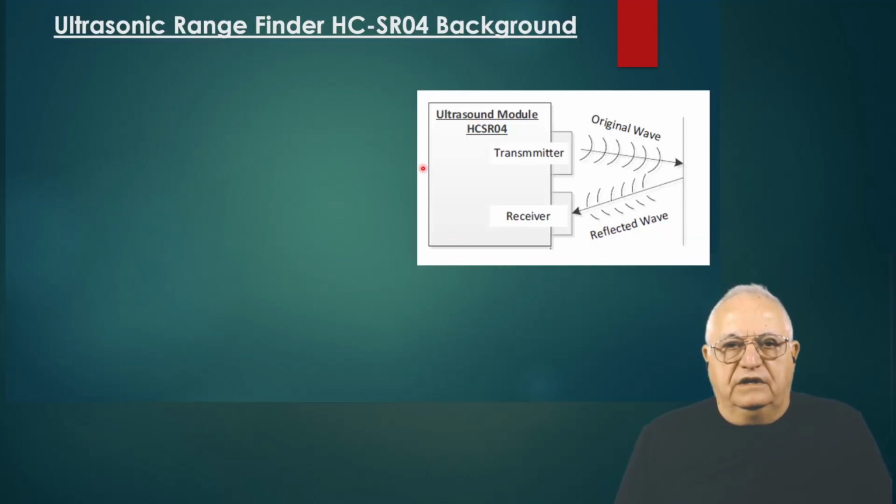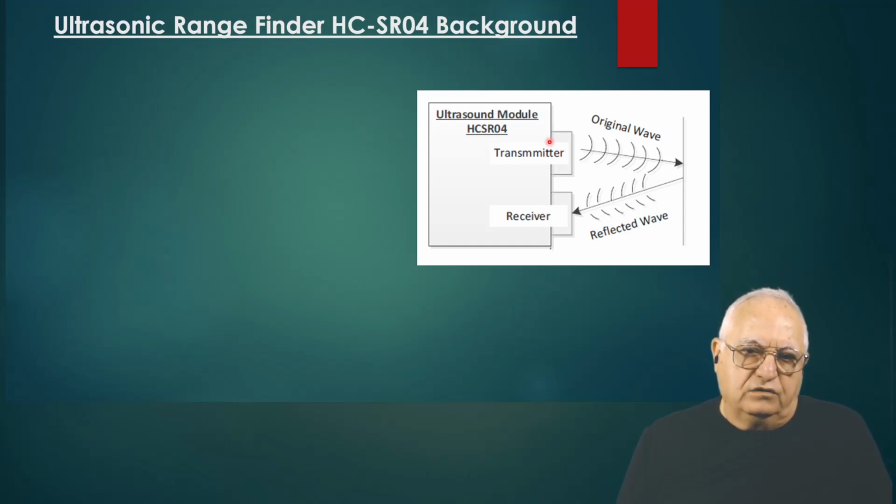So this is what the range finder looks like. It sends a signal, and then it waits till it hits something and gets back, and then it provides the time it took for the signal to go from the transmitter to the time it got back to the receiver.